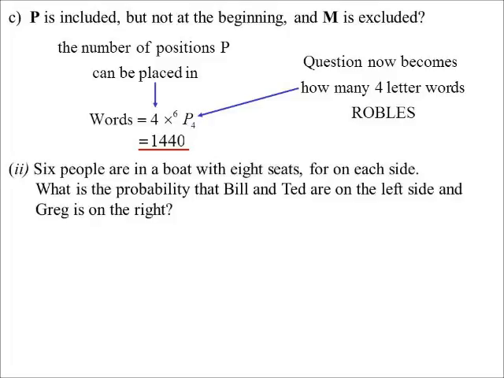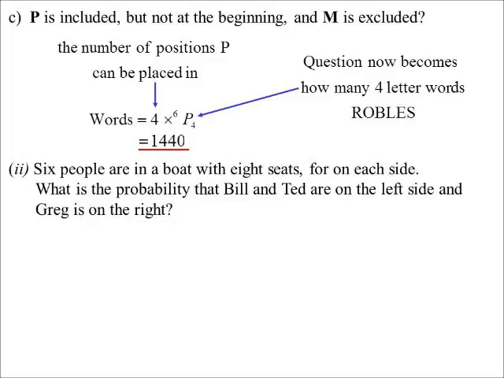Let's try this one. 6 people in a boat. The boat's got 8 seats, 4 on each side. What's the probability that Bill and Ted are on the left side of the boat and Greg is on the right side of the boat?